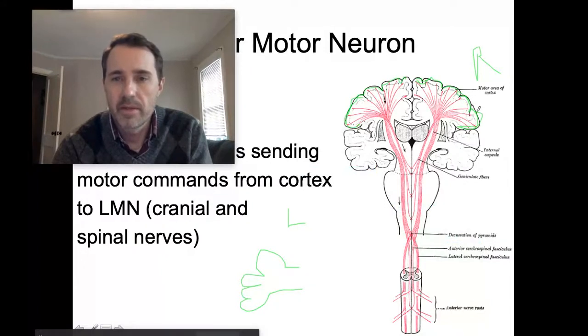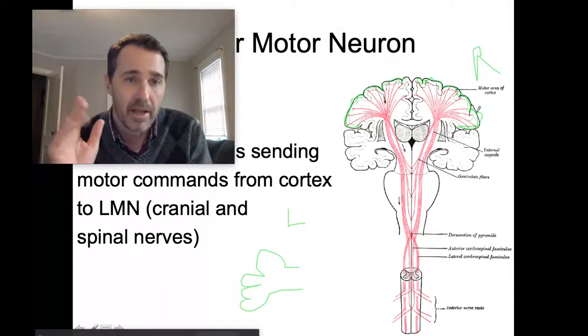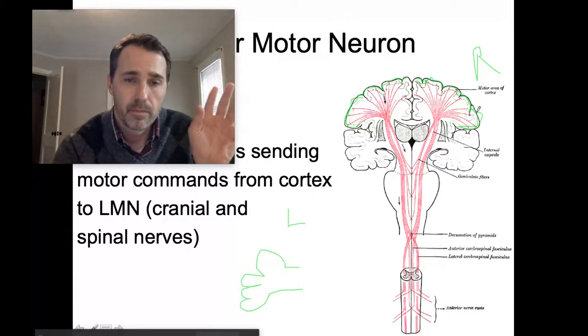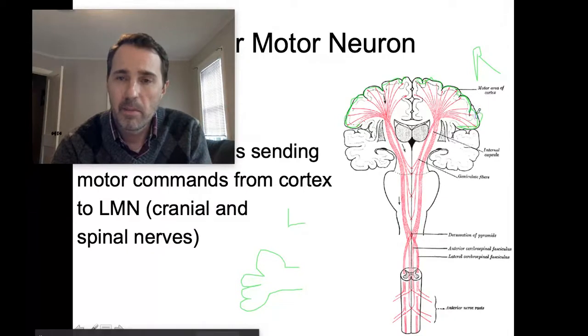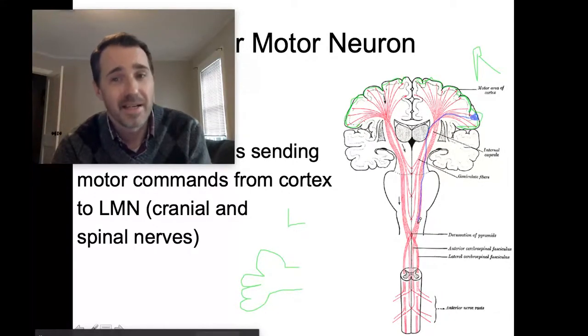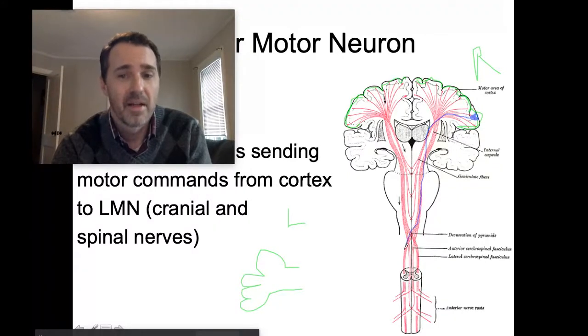So here is, let's say, my hand movement. That motor plan gets generated right here, in this part of my motor strip. Then it's going to be sent down along the upper motor neurons, down into the brainstem, midbrain, pons, and it's going to get to the medulla and decussate to the other side. And then it's going to travel down, still within my central nervous system.